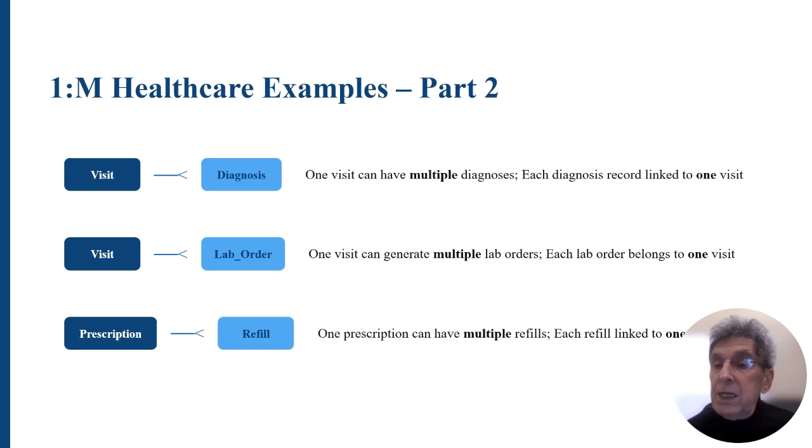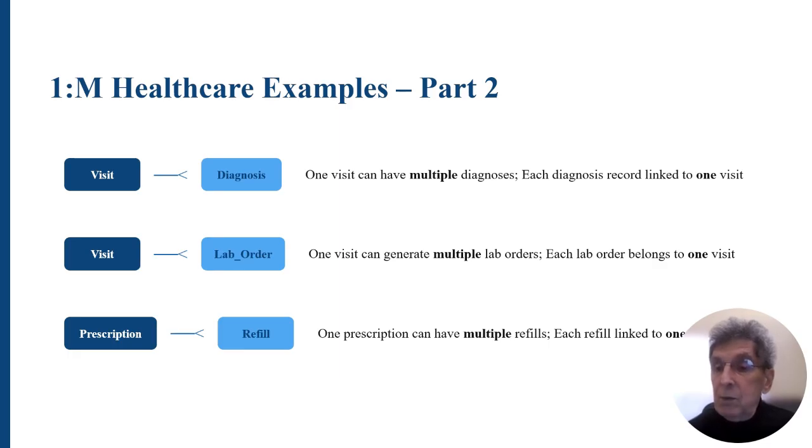More one-to-many examples from healthcare. How about visit to diagnosis? One visit can result in multiple diagnoses. Patient comes in feeling unwell. The doctor identifies type 2 diabetes, hypertension, and hyperlipidemia, all in the same visit. 3 diagnoses, 1 visit. But each diagnosis record is linked to one specific visit, a one-to-many.